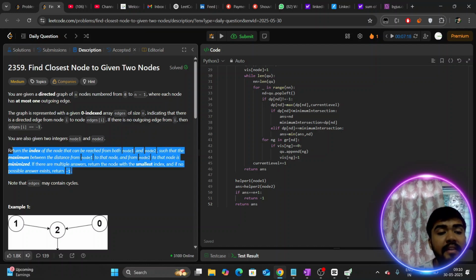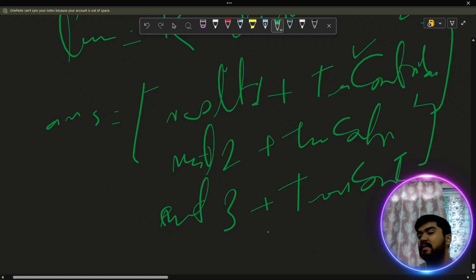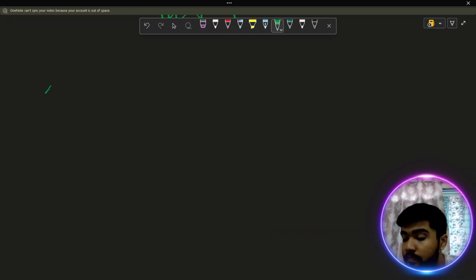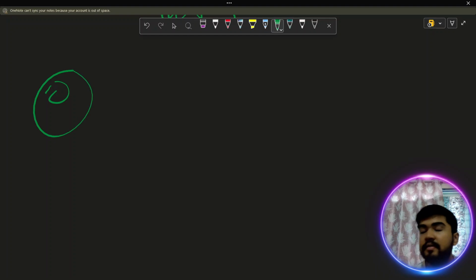Now these lines are a little bit confusing, so let me put it on your plate in a simple format. What they are looking for is, let's suppose this is my node 1.